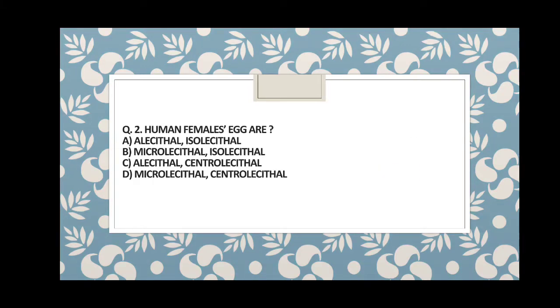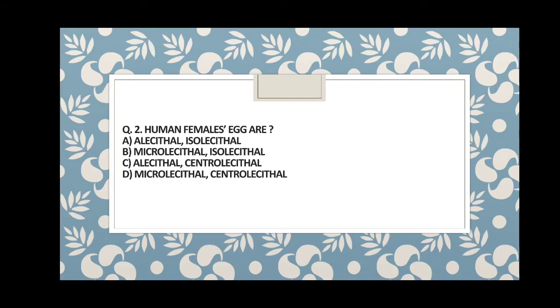So guys, question number 2 deals with human female eggs, that means mammalian eggs. As you all know, different types of classifications are done for the egg, and they depend mainly on the yolk. First, if the egg has no yolk, then it is known as alecythal. If a small amount of yolk is found, then microlecythal, and when the yolk is found in large amount, then they are called megalecythal or macrolecythal.